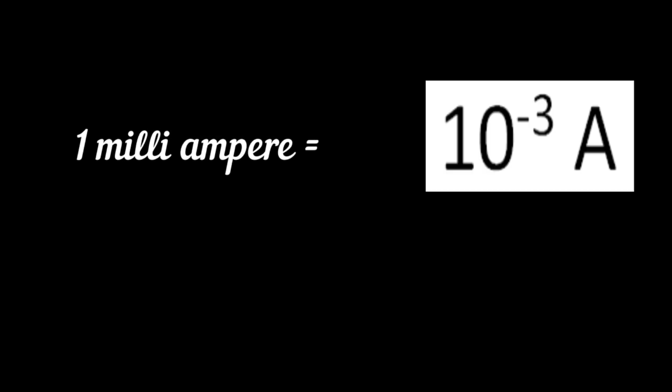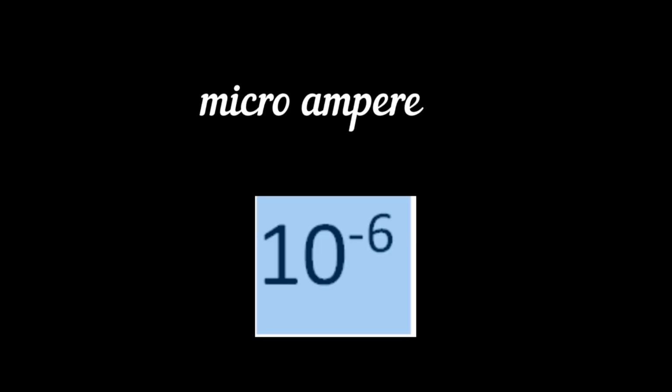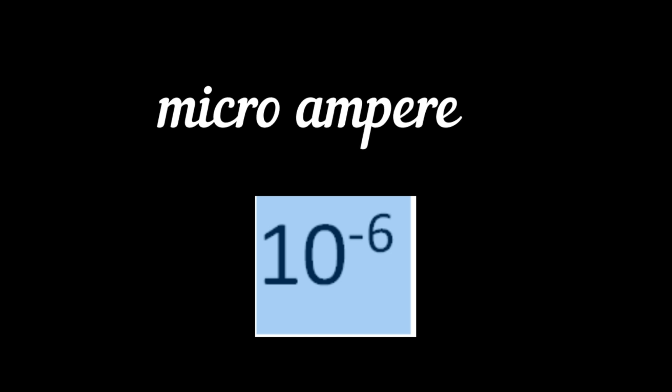The smaller unit of current is milliampere. The prefix milli means 10 raised to minus 3. So, 1 milliampere is 10 raised to minus 3 ampere. And another smaller unit is microampere. Micro is 10 raised to minus 6. So, it is 10 raised to minus 6 ampere.